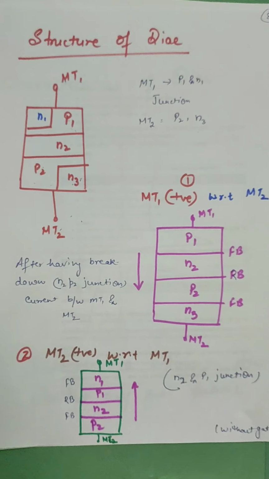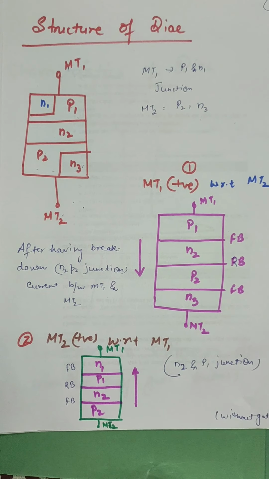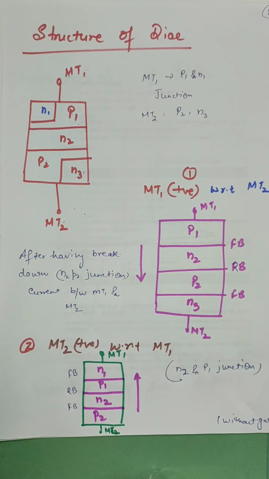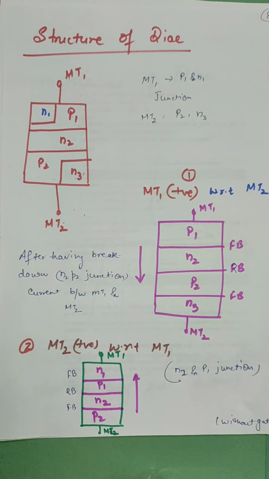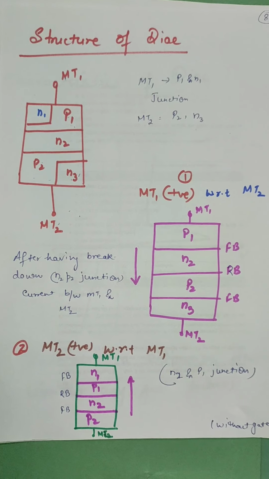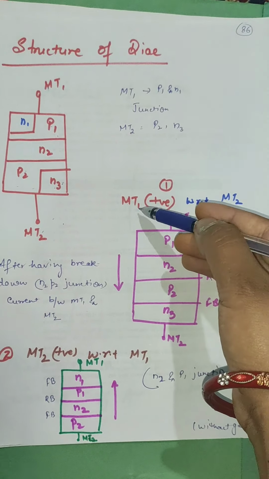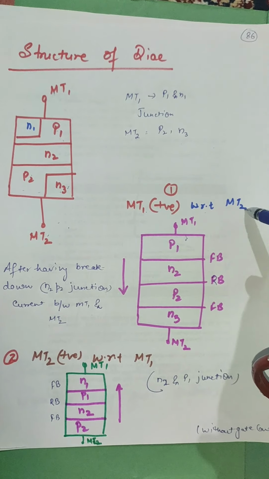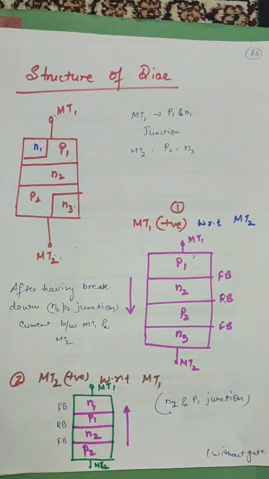So there are two cases possible for Diac working. The first is when MT1 is positive with respect to MT2, and the second is when MT2 is positive with respect to MT1. The first case is when MT1 is positive with respect to MT2.